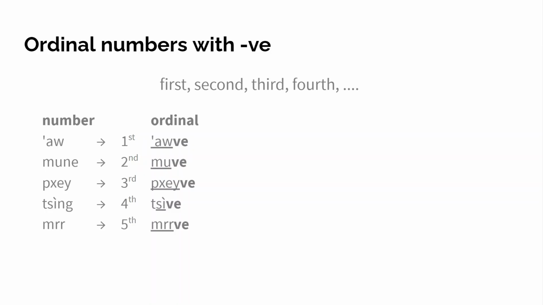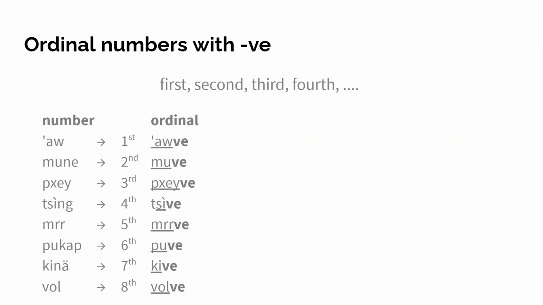Mr, 5, would become mrve, fifth. Bukab, 6, becomes puve, sixth. Kine, 7, would become kive, seventh. And vol, 8, would become volve, eighth. So we just add the v at the end and use again shortened forms.